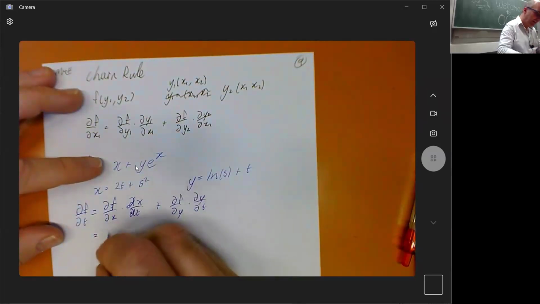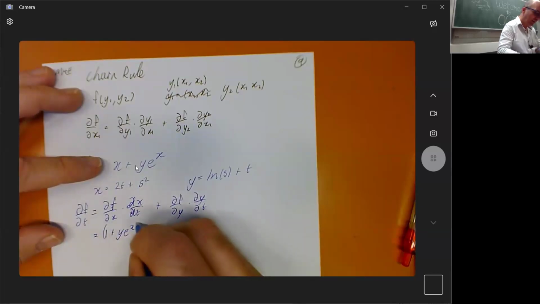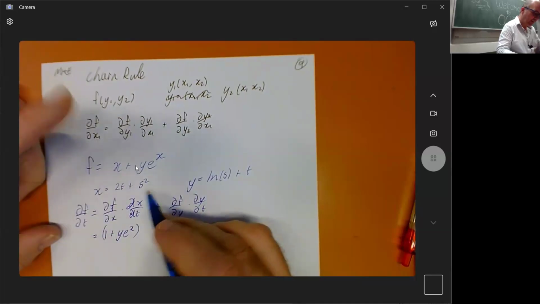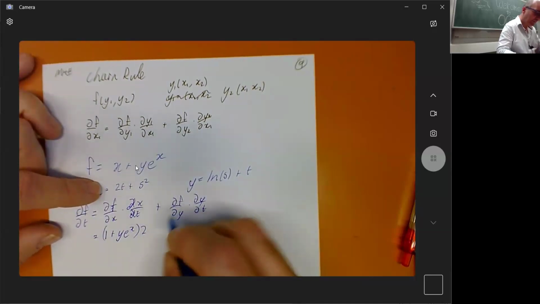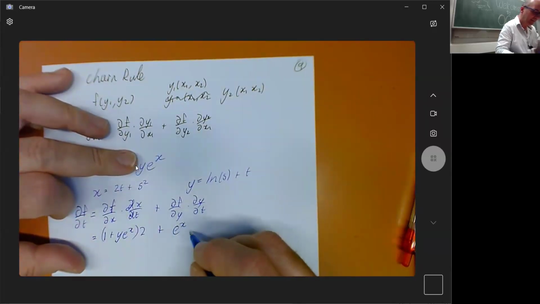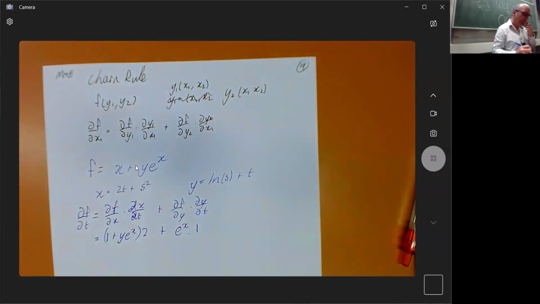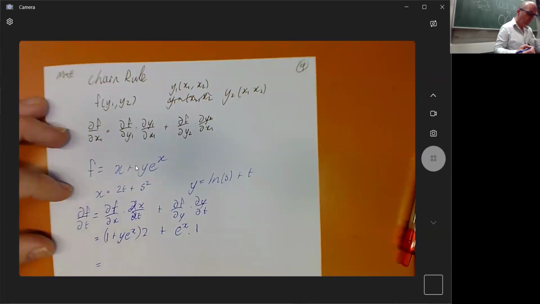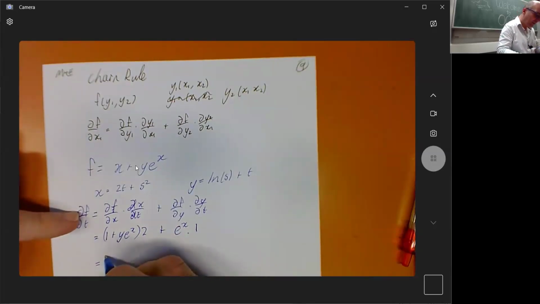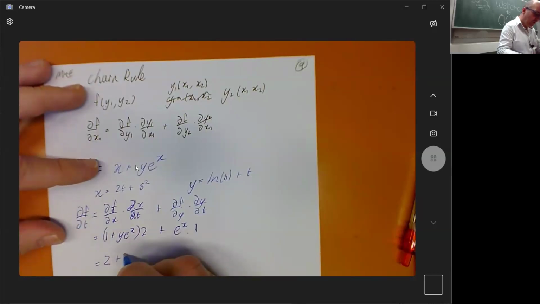Partial with respect to x is going to be 1 plus y e to the x, brackets around it. Partial of this with respect to t is just going to be 2, plus partial with respect to y is just going to be e to the x, times the derivative with respect to t, which is just going to be 1. Strictly speaking, what I can now do is go, this is going to be 2 plus 2 by ln of s plus t.